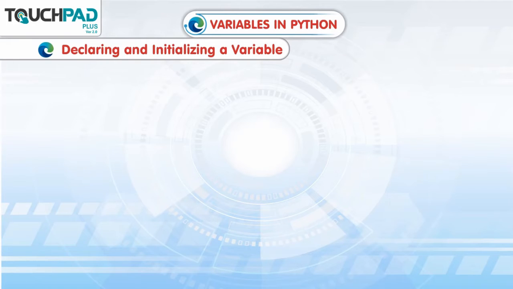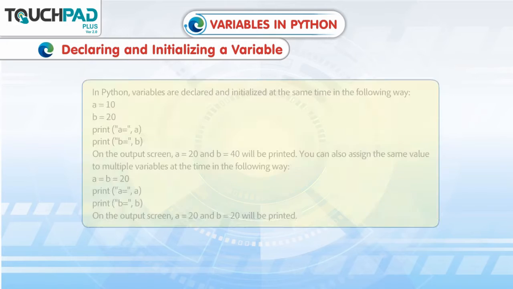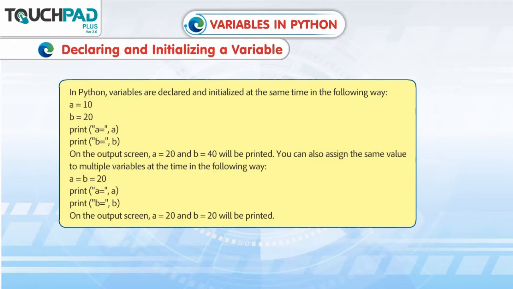Declaring and initializing a variable. In Python, variables are declared and initialized at the same time in the following way. On the output screen, a = 20 and b = 40 will be printed.